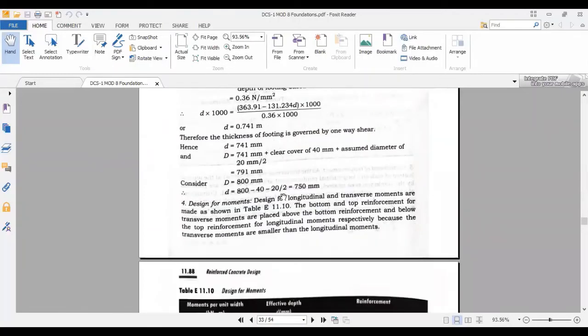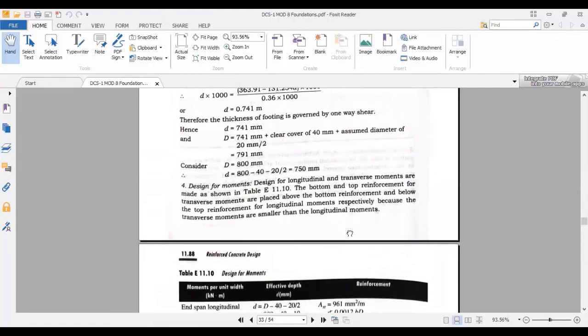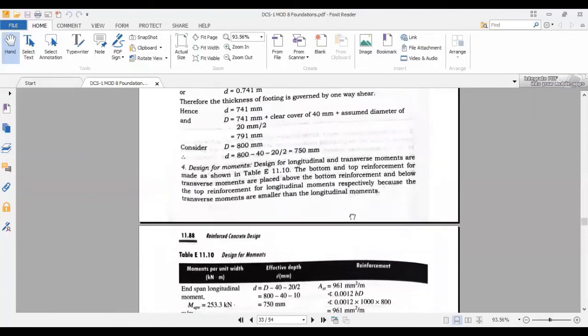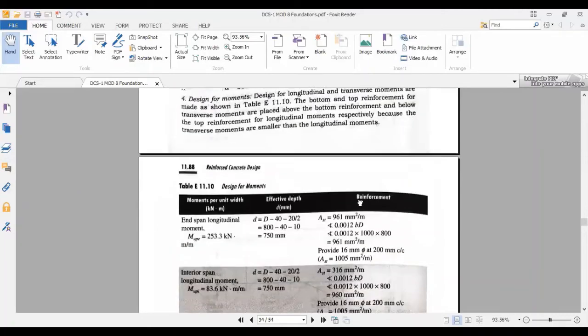Now next is design for moments. Design for transverse moments and longitudinal moments are shown in the table below. The bottom and top reinforcement for transverse moments are placed above the bottom reinforcement and below the top reinforcement for longitudinal moments respectively, because the transverse moments are smaller than the longitudinal moments.